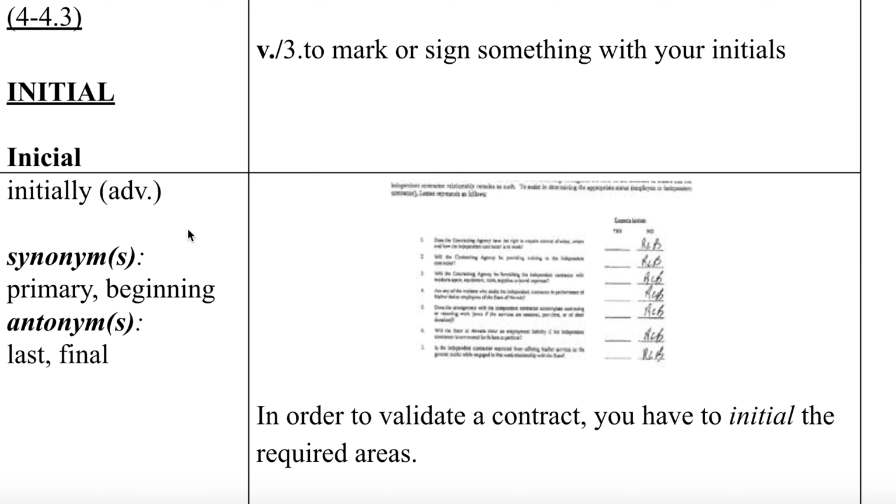Initially is an adverb, and the ending -ly can be translated as mente. So it means in the first way, or at the beginning, describing an action that happened at the beginning. Like initially on Earth, the life forms were one-celled. And then a synonym for initial is primary or beginning. An antonym for initial would be last or final.